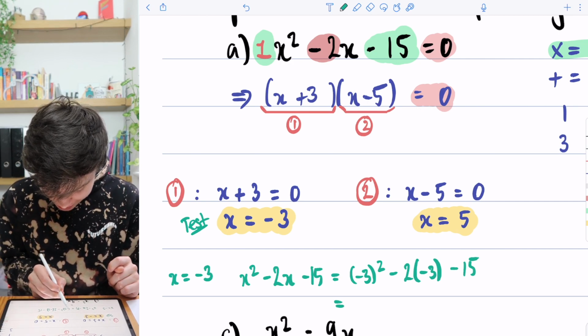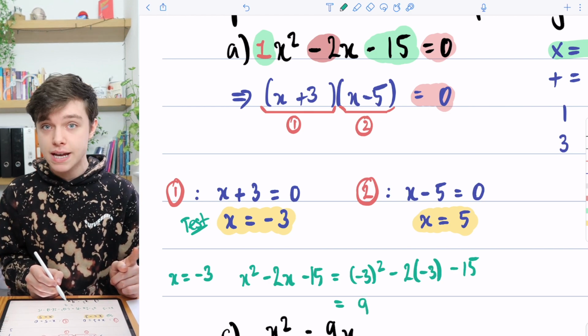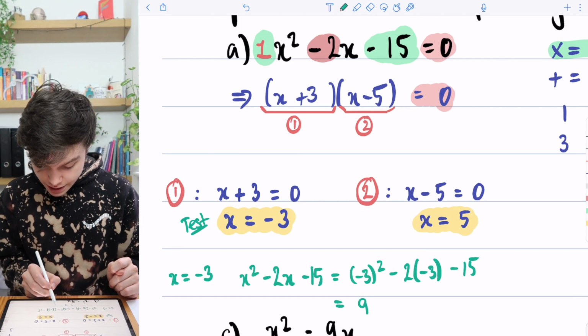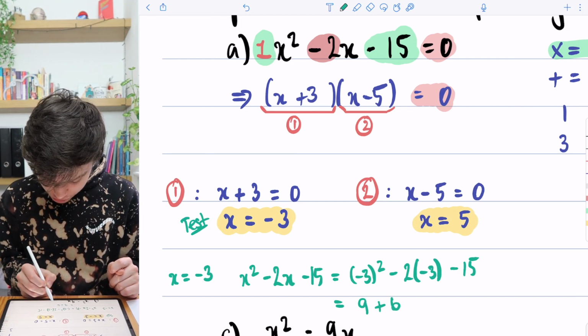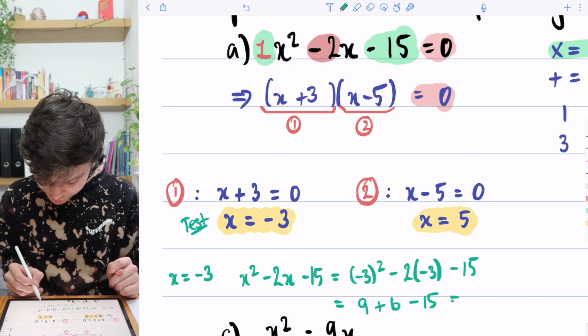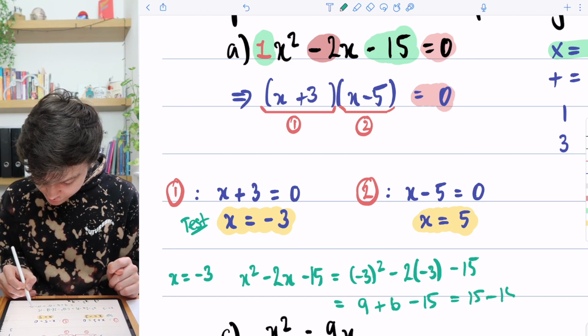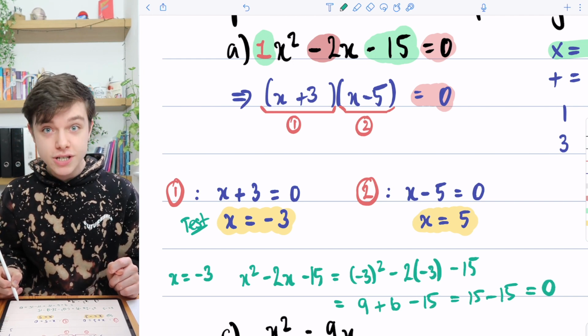That will give me here, we're going to have 9. Minus 3 squared is just the same as 3 squared, which is 9. And then we will have minus 2 times minus 3 will give me plus 6. And then minus the 15, that's the same as minus 15, minus 15, which is 0.